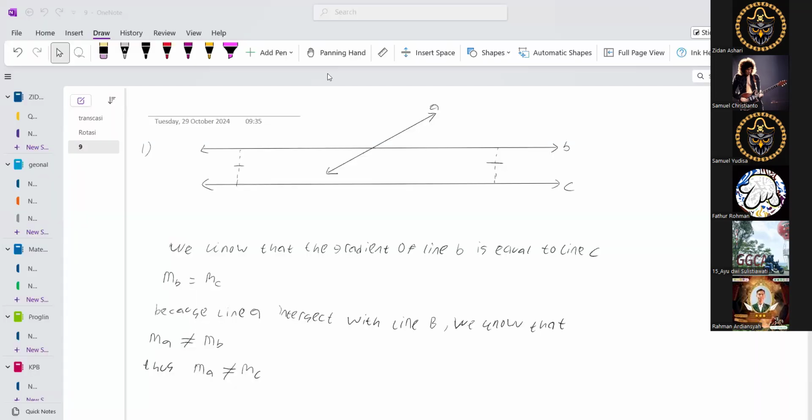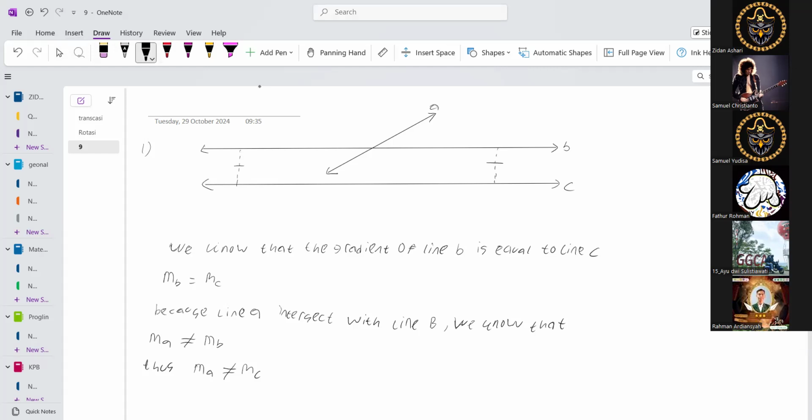So the question is, let there be three lines, line A, line B, and line C, where line A intersects with line B, and line B is parallel to line C. What is the relationship between the gradients of line A and line C? Given the following illustration, here I drew the illustration where this is line A, line B, and line C.